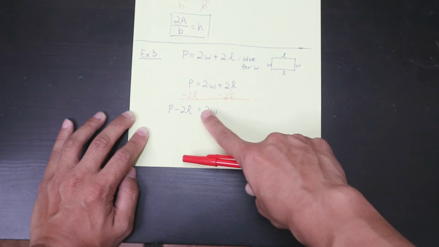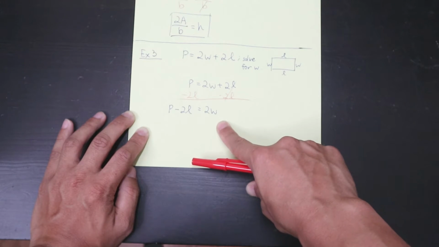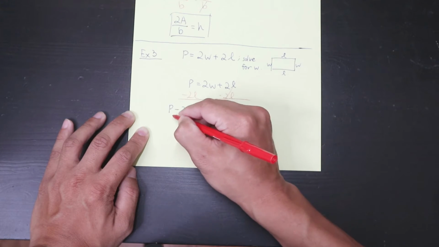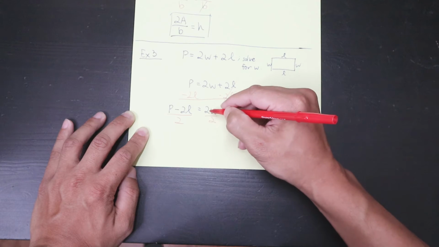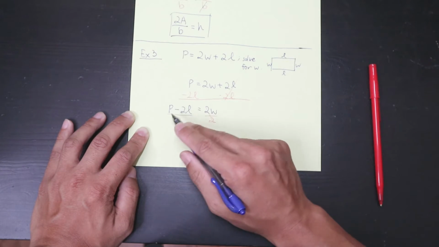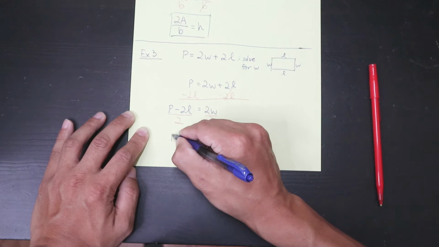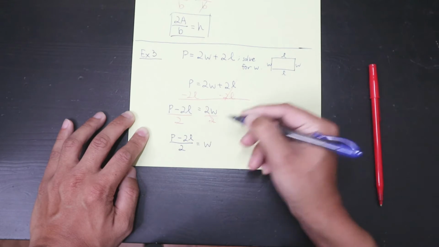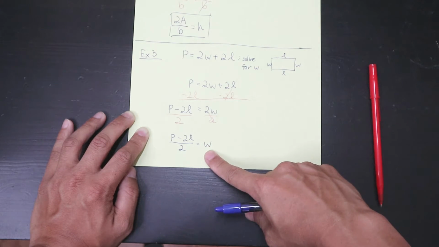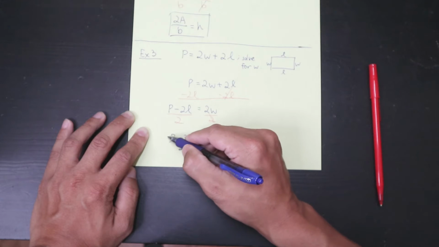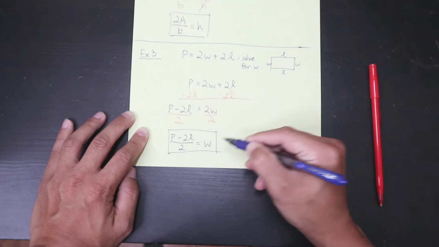Well, next to the W, there's a 2, and between them is multiplication. So the opposite of multiplication is division, so we use the division property of equality and divide by 2 on both sides. On the left side, there's nothing I can combine like terms, so you just do P minus 2L all over 2 is equal to W. Now I see that the W is isolated because it's solved for W. The W is isolated, so now that's my final answer, right?